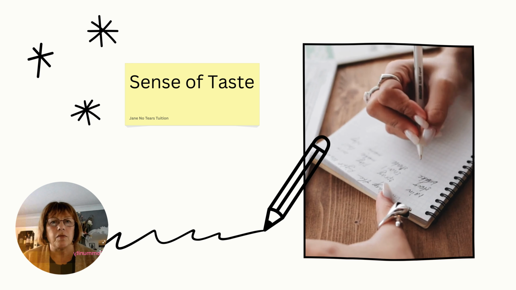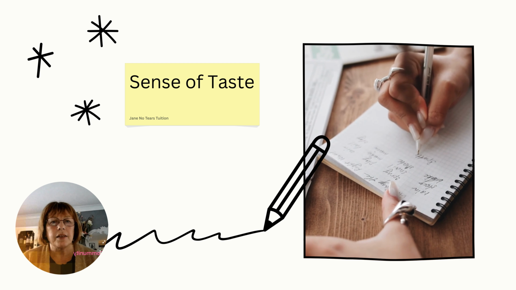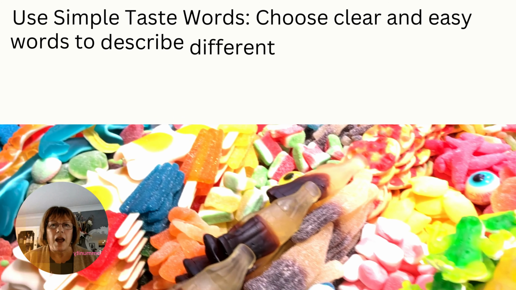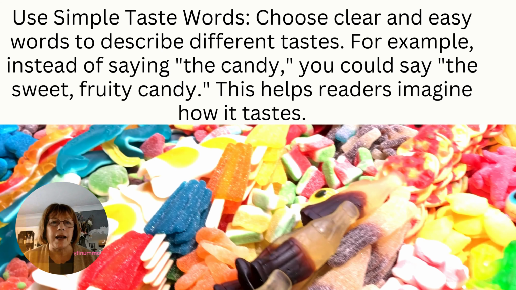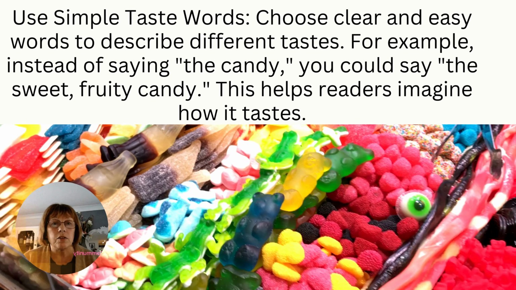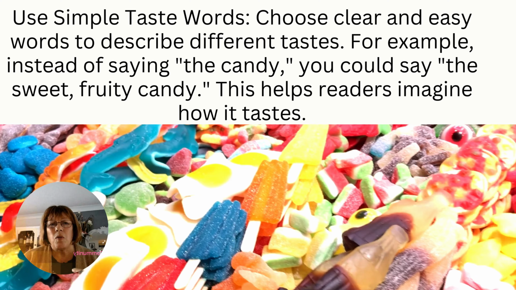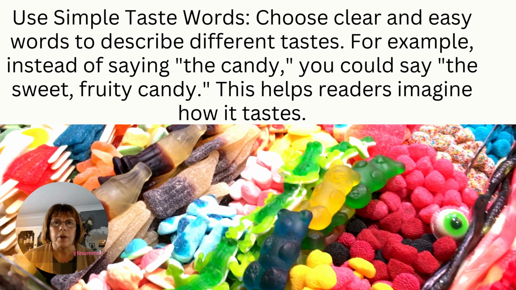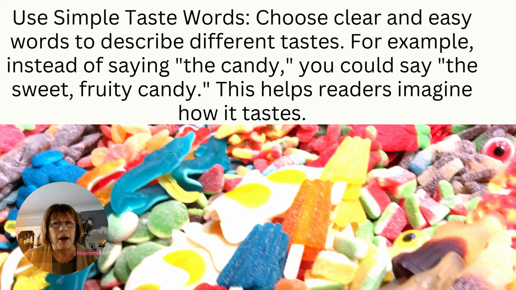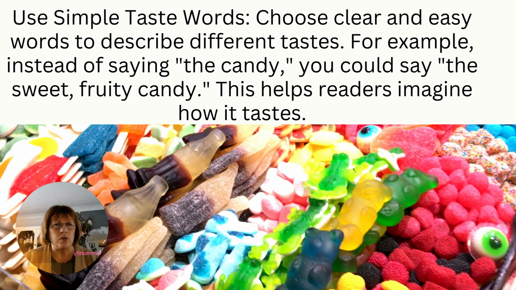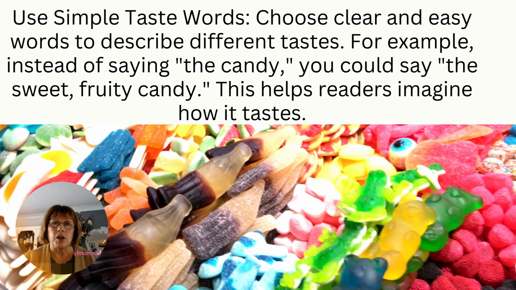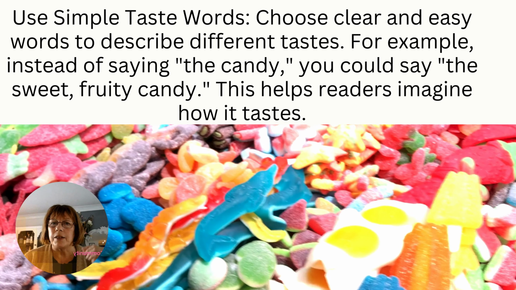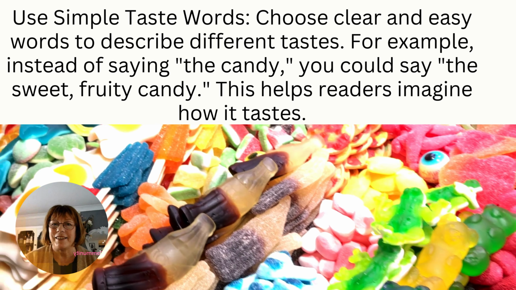The next part of the video is about the sense of taste when you're writing description. The tip is to use simple taste words. Choose clear, easy words to describe different tastes. So when you're writing about something, for example, candy, try to think about how that tastes and perhaps use words like sweet and fruity. Again, the impact of your description is how well can you help readers imagine how it tastes.